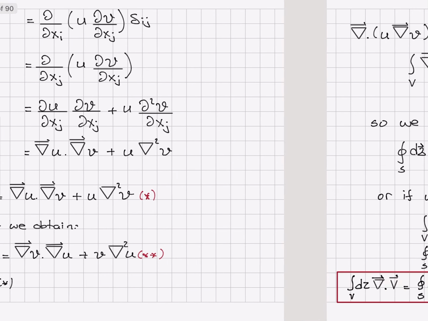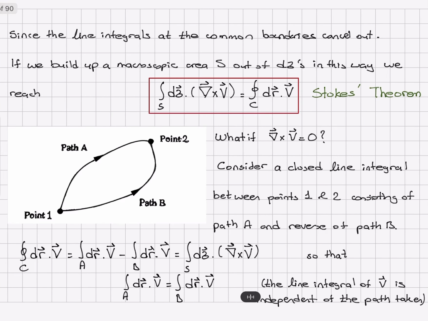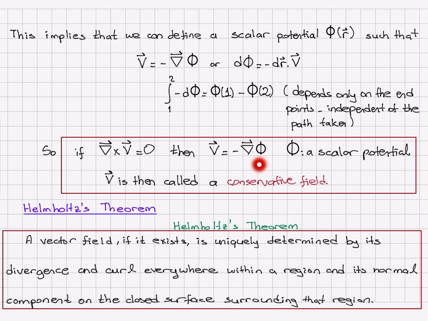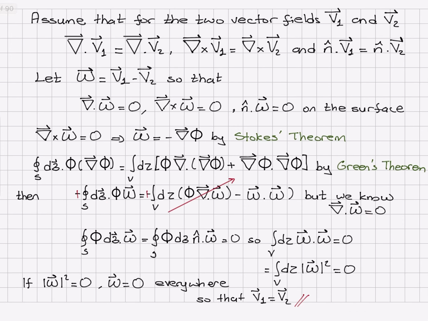And Stokes' theorem, we have, if curl of V is 0, then V is minus the gradient of a scalar potential, which makes it a conservative field. Now, for gradient of phi in this equation, I'm substituting minus W. So this is going to be phi minus W, so there's a minus sign here, d tau phi divergence of minus divergence of W, and then gradient of phi minus W dot product with minus W, but I have a minus sign here, so this should be minus.